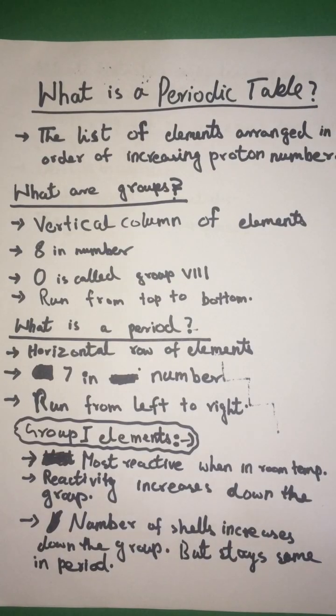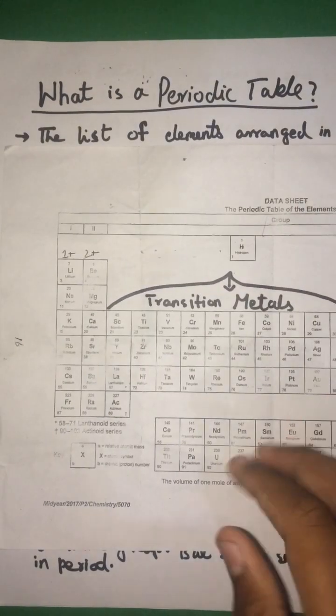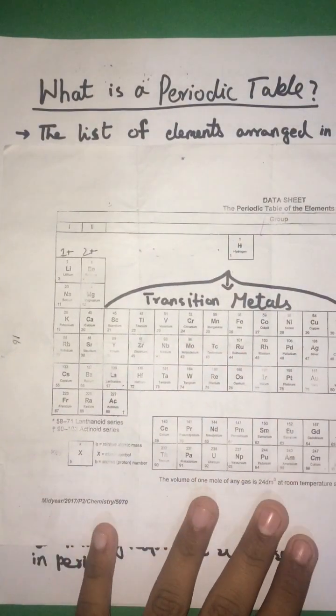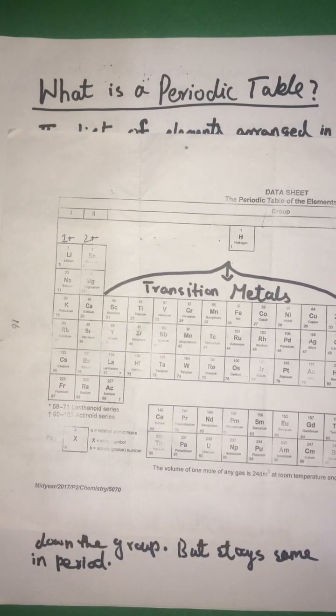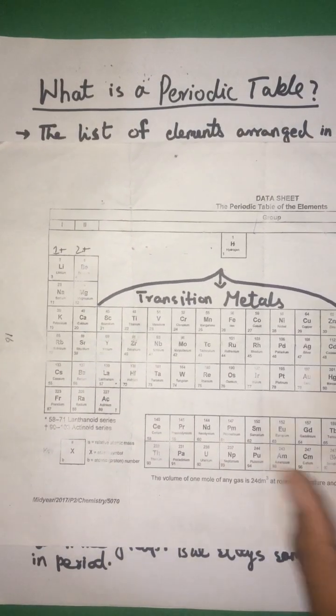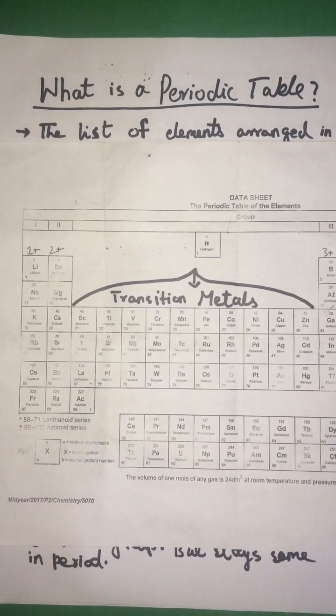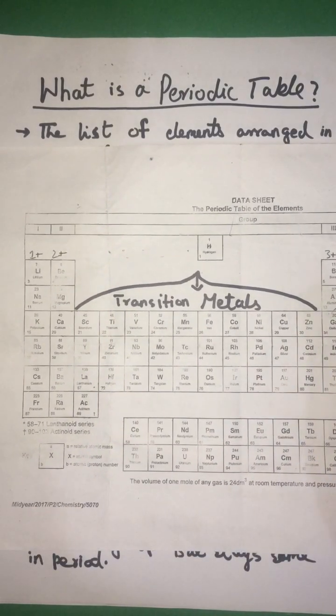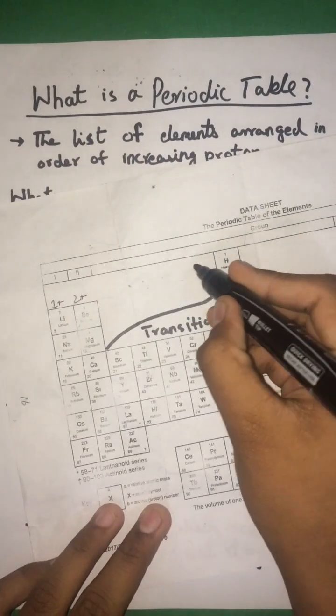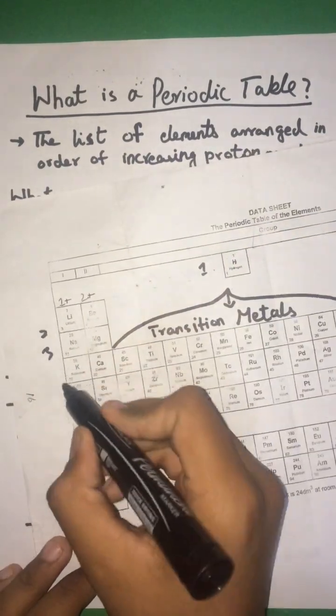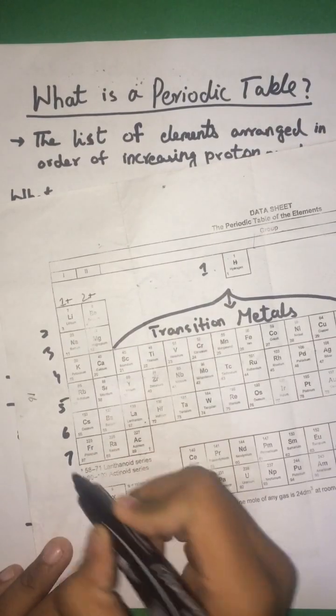So now next, the periods. Periods are the horizontal rows of elements. They are 7 in number and run from left to right. I can show you over here the periods. These horizontal rows are known as periods. There is only one element in the period 1 and that is hydrogen, and lithium, beryllium, boron and carbon are in the period 2, and going downwards you can see the number of periods. I can show you over here. This is the period 1, 2, 3, 4, 5, 6 and 7.